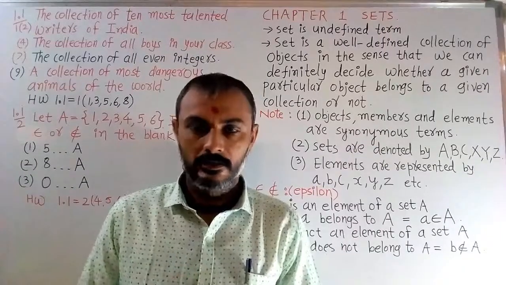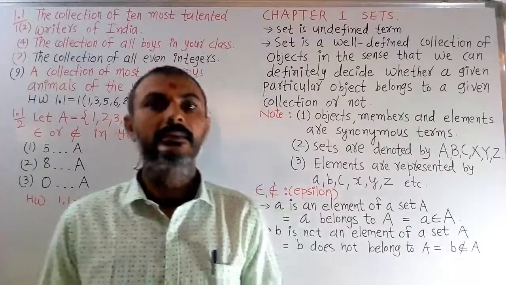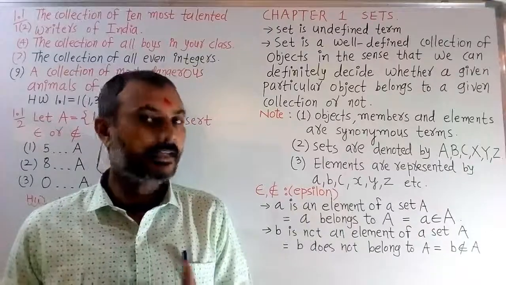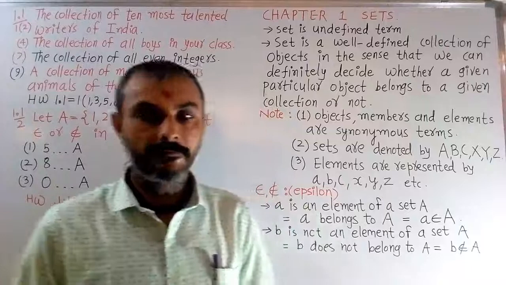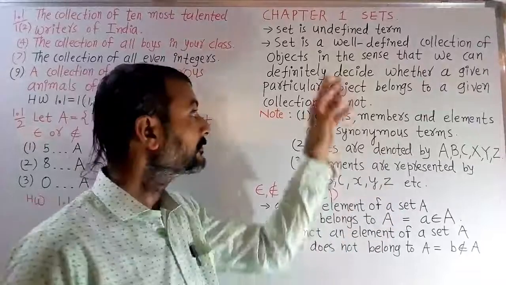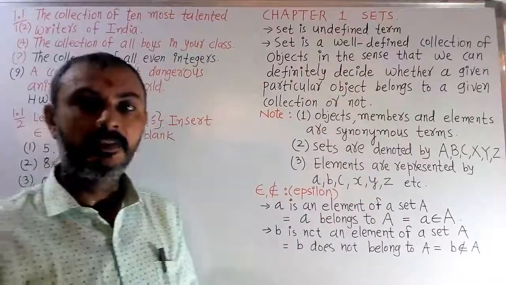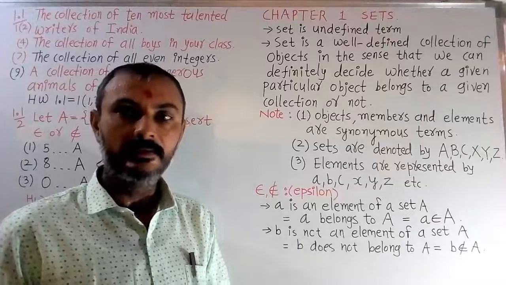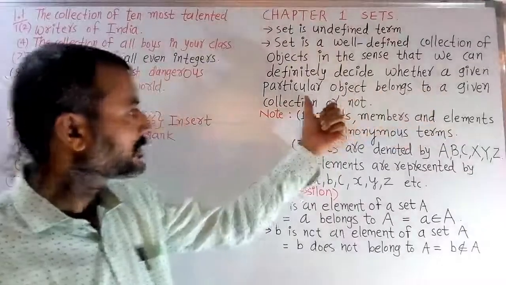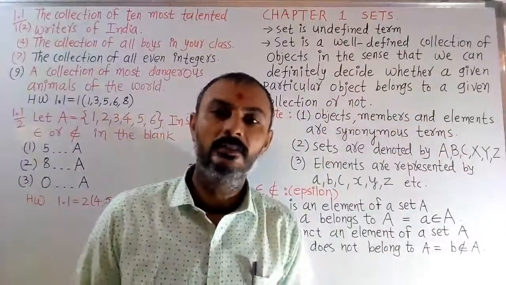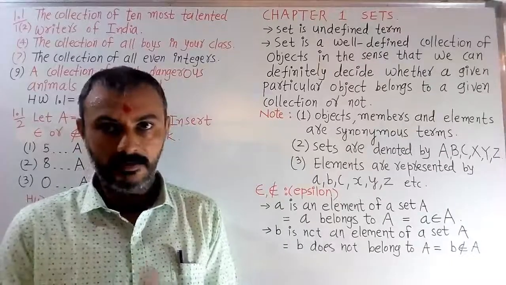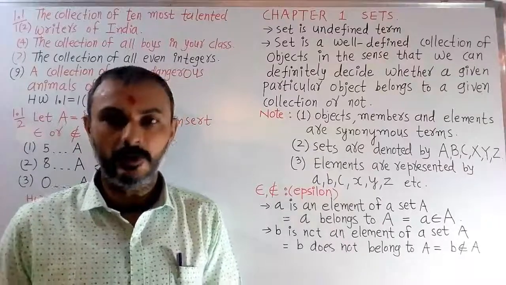Generally, keep in mind that set is an undefined term, but here a little explanation is given. That is, a set is a well-defined collection of objects in the sense that we can definitely decide whether a given object belongs to a given collection or not. In that sense, we decide whether it is a set or not. There is no proper definition.